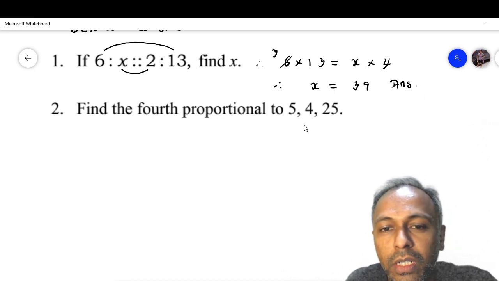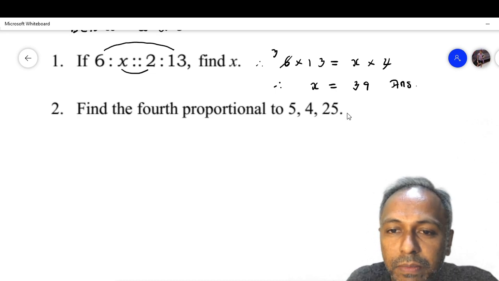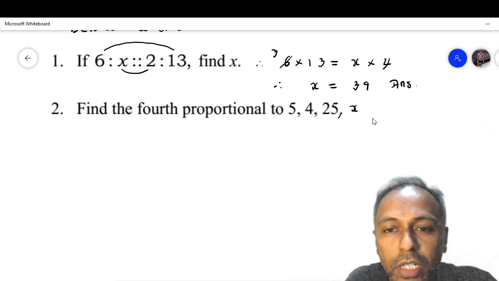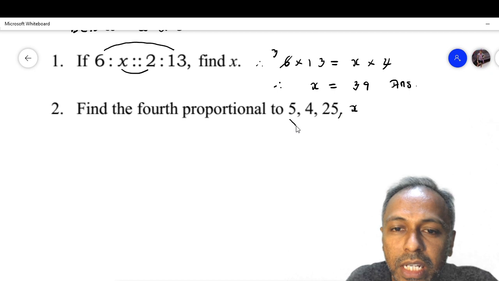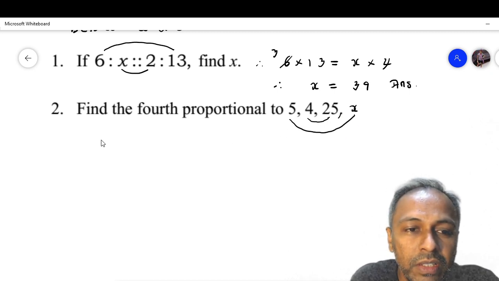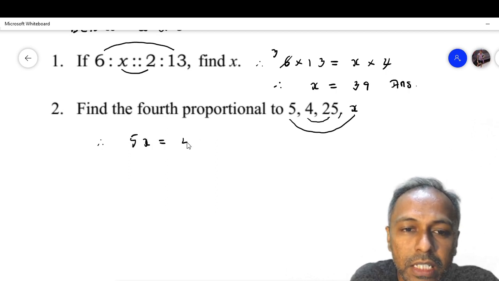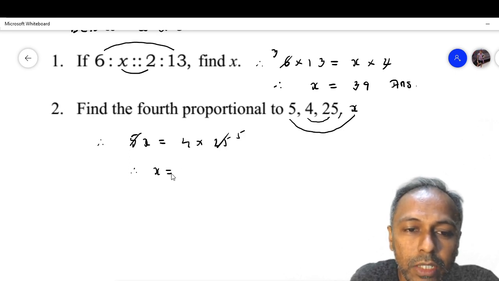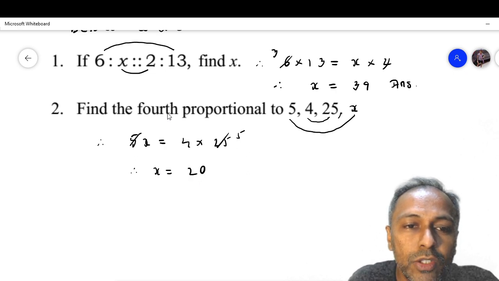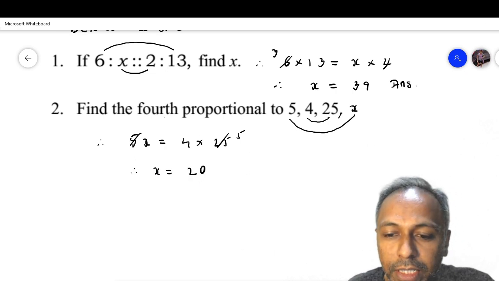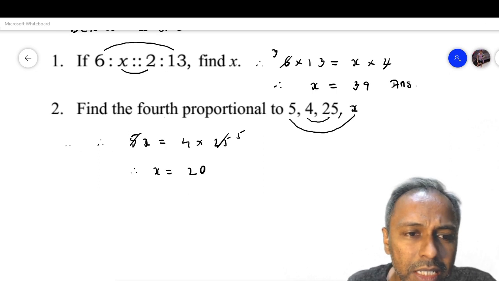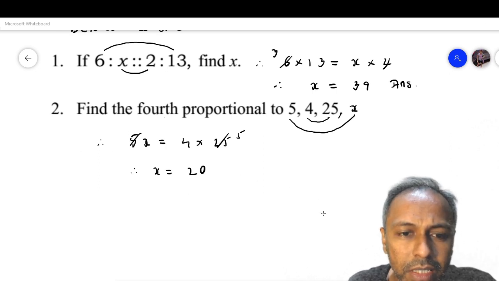Find the fourth proportional to 5, 4, 25. So let us say let the fourth proportional be x. Again we can say that product of extremes is equal to product of means. Therefore in this case it will become 5 into x is 5x is equal to 4 into 25. 5 ones are 5, 5 fives are, therefore x is equal to 20. That is your fourth proportional is 20. Let's take some more points in this.